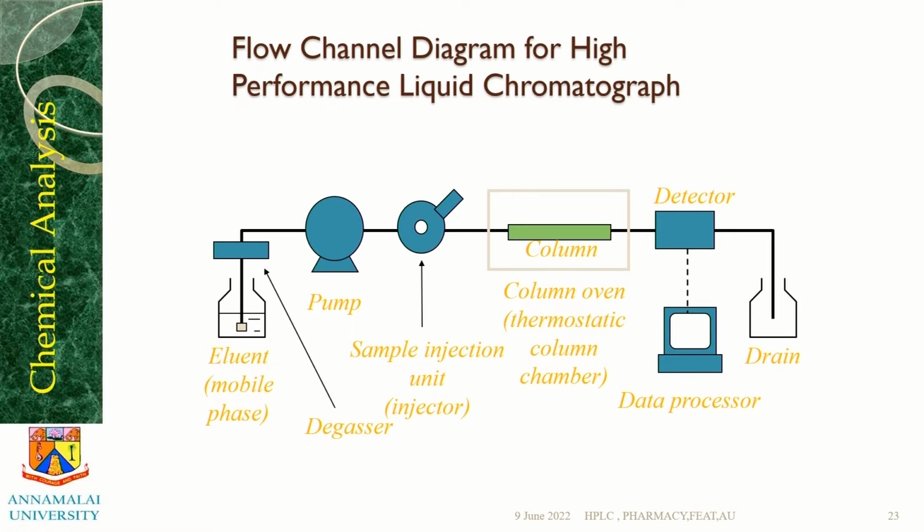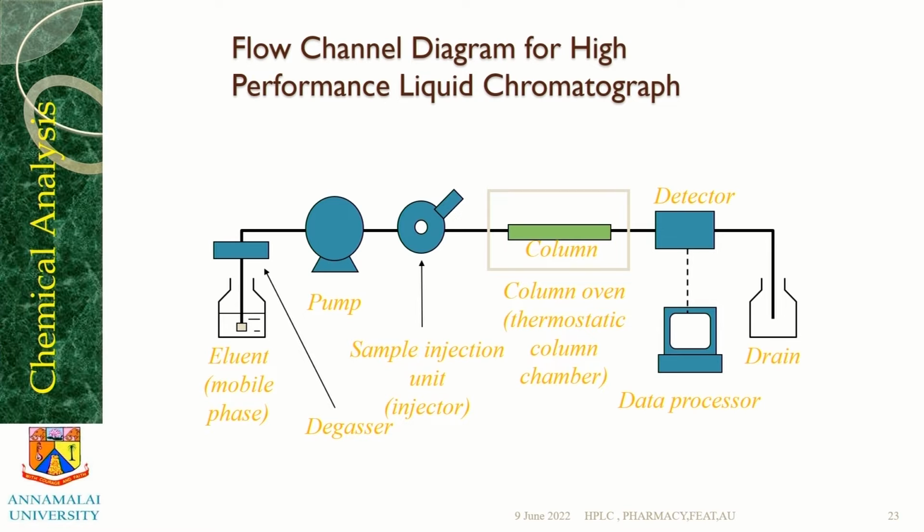So the degasser is attached to the reservoir holding the mobile phase, and then the mobile phase is passed to the pump, where high pressure of 1000 to 5000 psi, pounds per square inch, is applied. From there the sample injection unit is present, through which you inject your sample with a syringe, in microliters, with a 10 microliter or 20 microliter injector. After that the mobile phase carries the sample under analysis to the column oven.